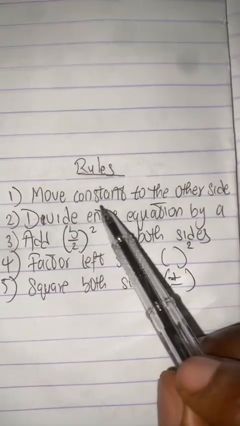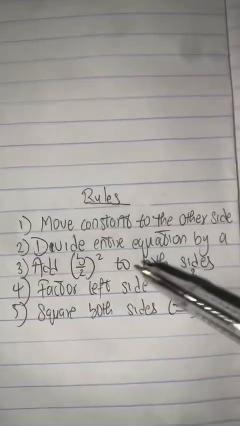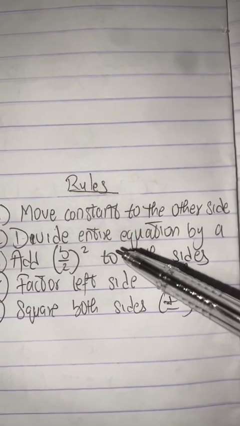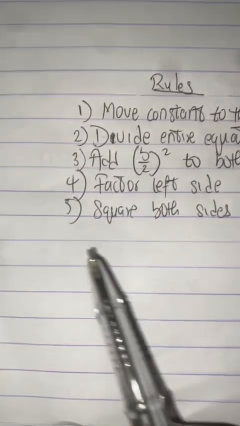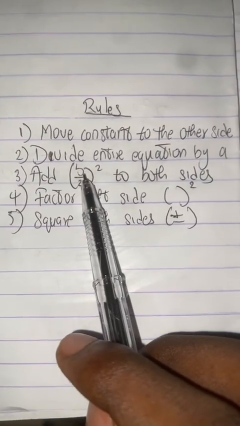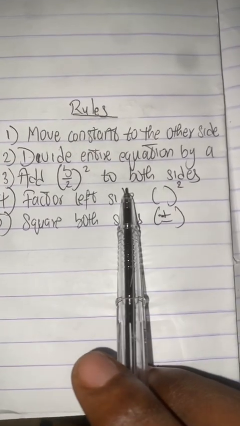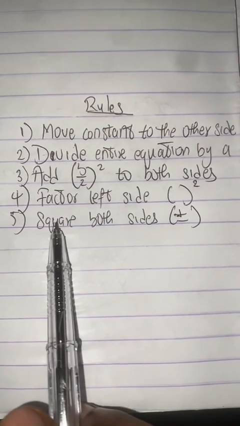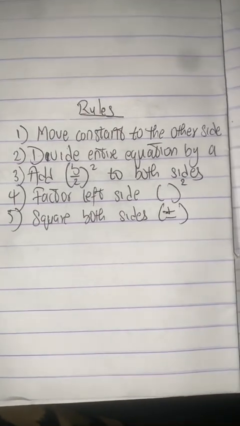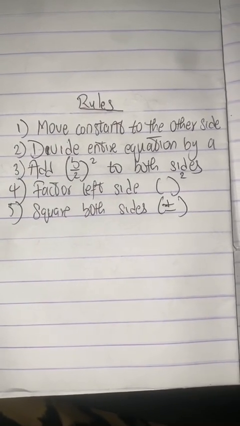The first thing is to move the constant to the other side. As you can see, 3 is the constant over here. Divide the equation by a, if you remember the formula, ax squared plus bx plus c is equal to 0. Add (b over 2) raised to the power 2 to both sides. Factor the left side as a square, and square root both sides. You can take a screenshot if you want, or you can type it down somewhere.